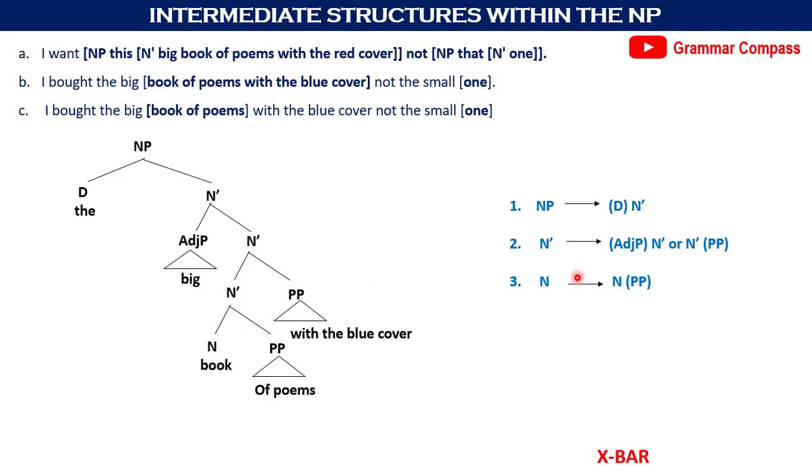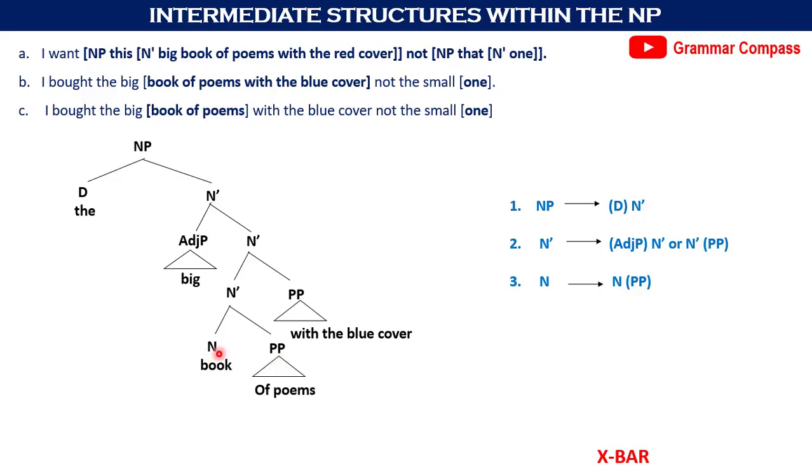So this means that when it comes to the intermediate levels of the N bar position, it is iterative. If there are modifiers or qualifiers, then they must all be sisters to this intermediate level. So the last step, now we have the noun head "book," which is qualified by "of poems," our prepositional phrase.